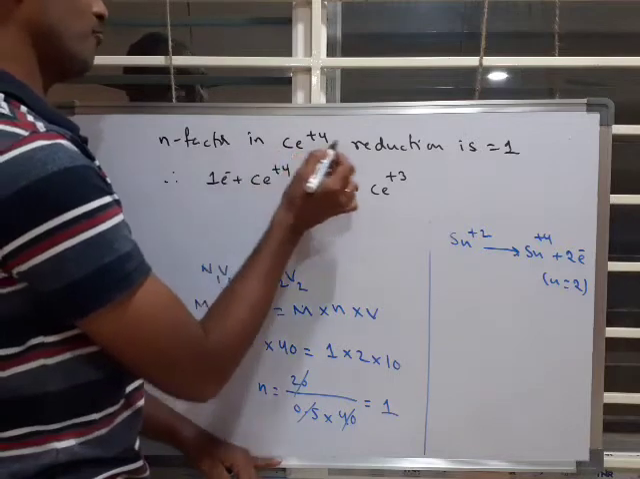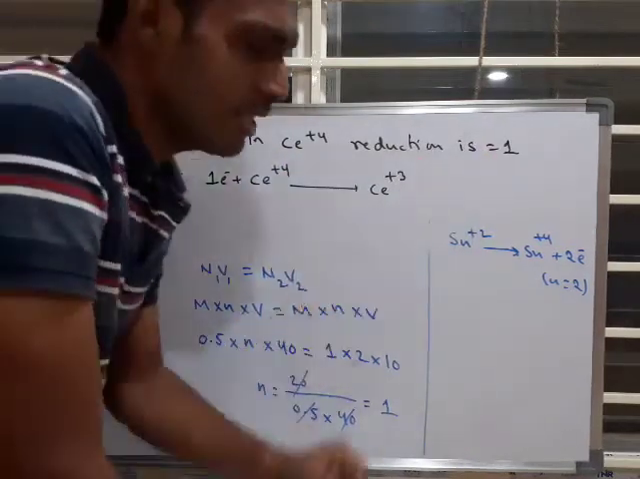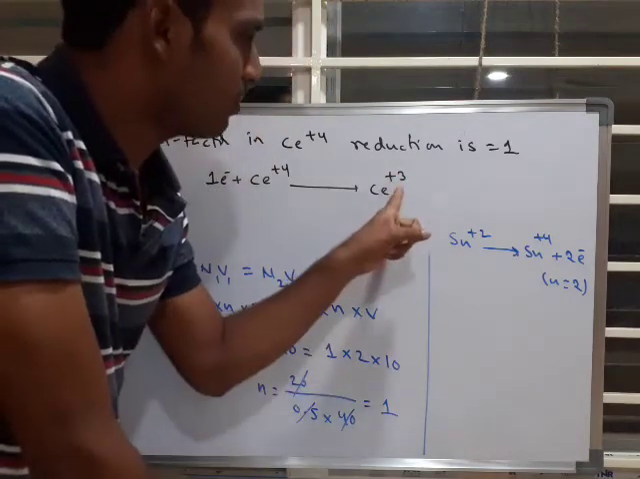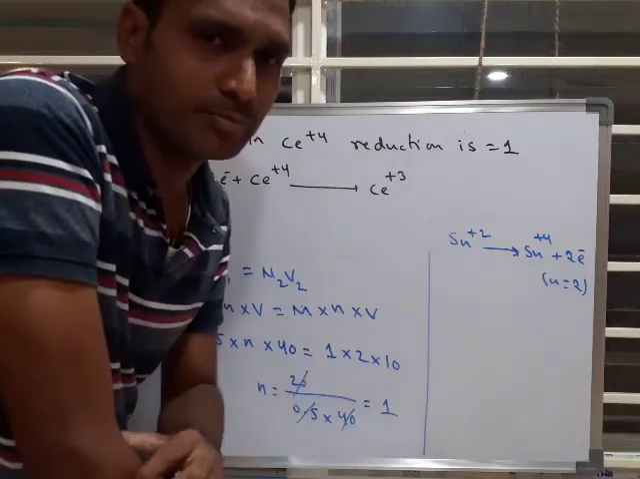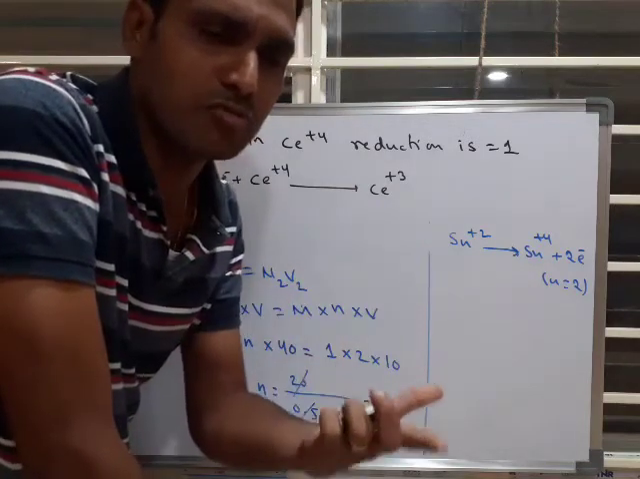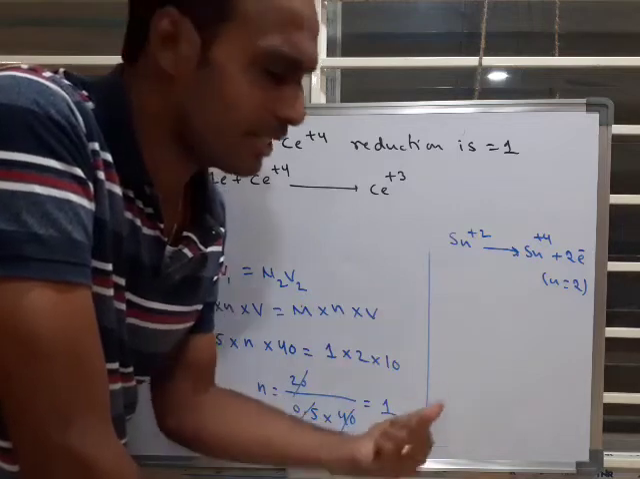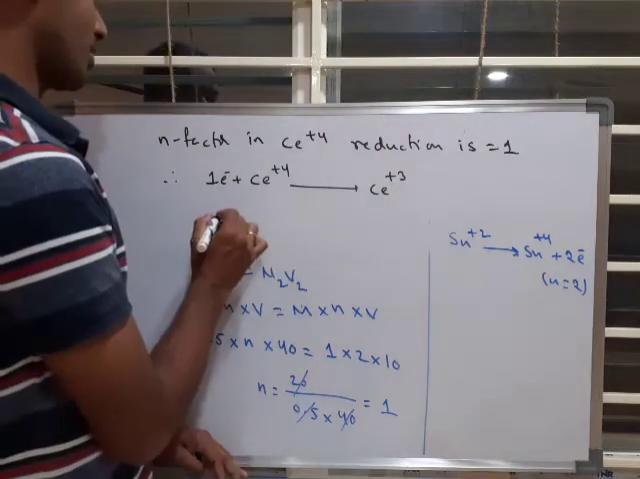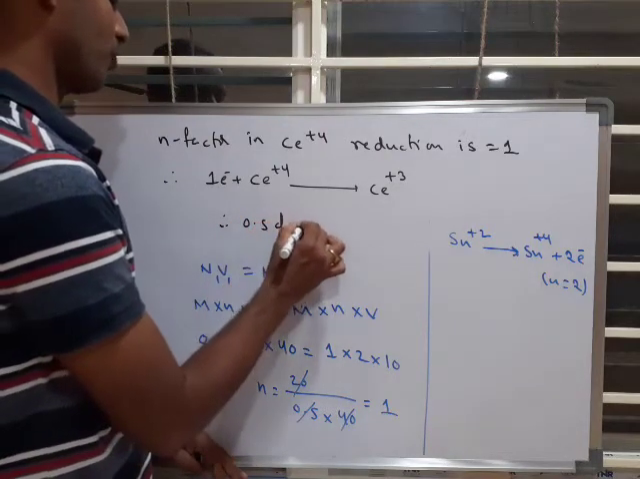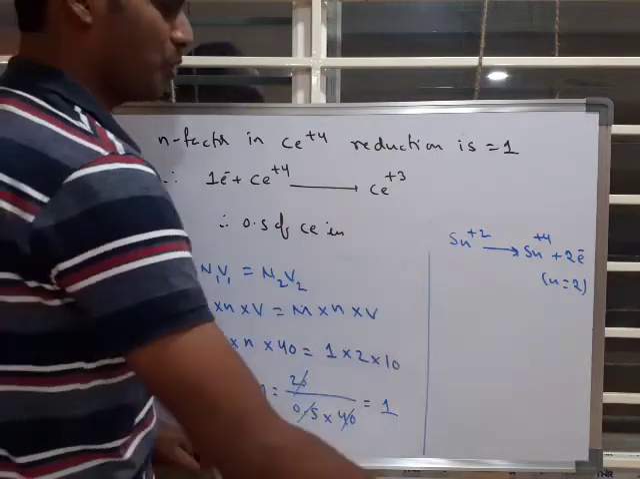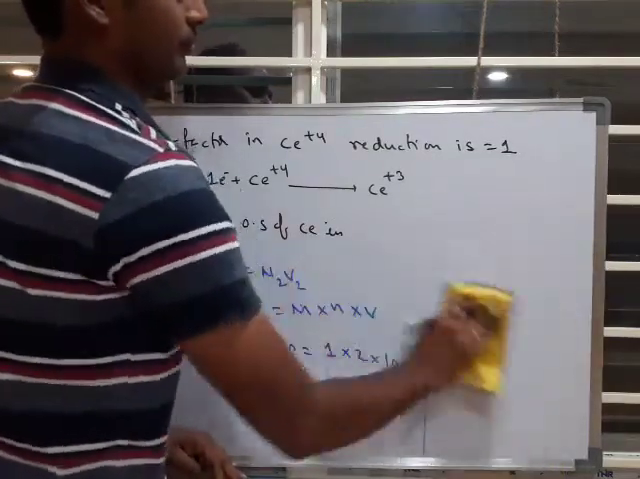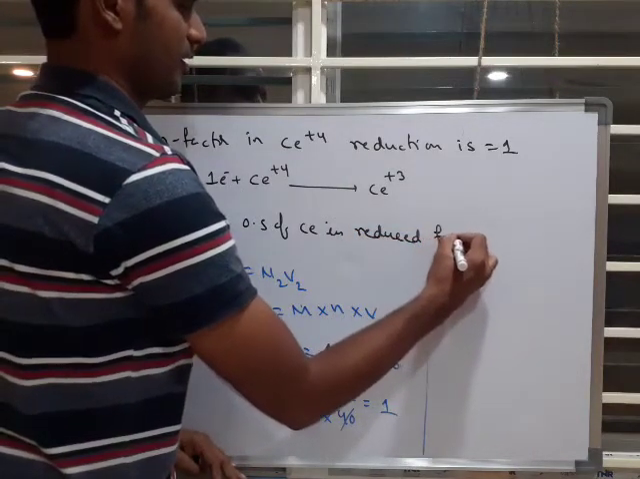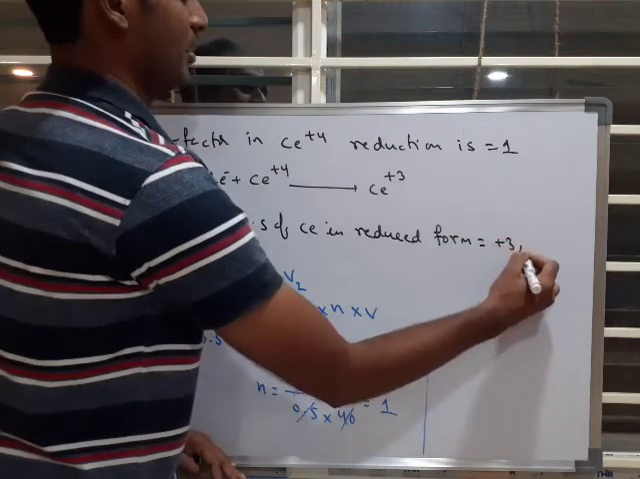For example, if the n factor were 2, what would the oxidation state be? +4 would go to +2, a difference of 2. Here it is a difference of 1 on the reduced form, so it decreases. With n factor 1, from +4 only +3 is possible. Therefore, the oxidation state of cerium in the reduced form is +3. This is the answer.